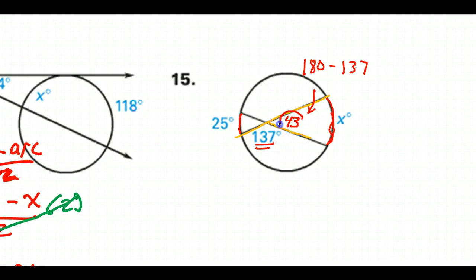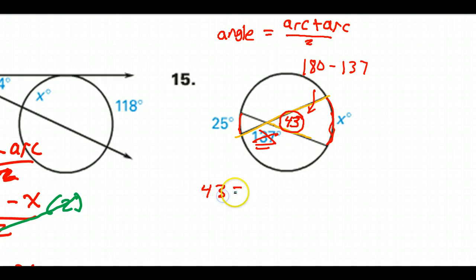Alright, so this is the angle that we're going to use, not the 37. So we'll go ahead and do the formula. Remember that the angle equals arc plus arc divided by 2. So when we set this up, this is going to be 43 equals x plus 25 divided by 2. And again, to solve this, you should just multiply both sides by 2.